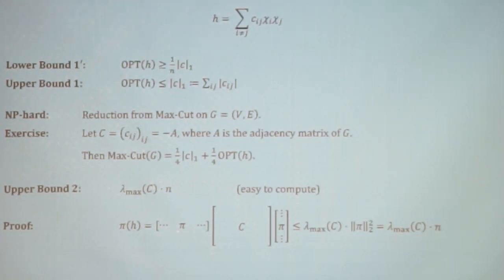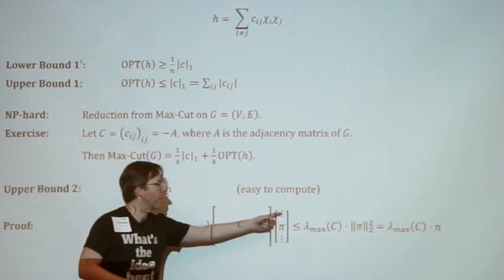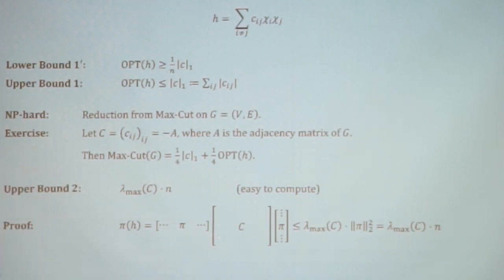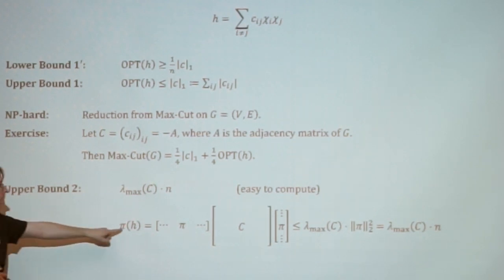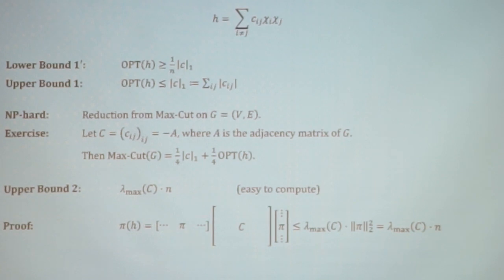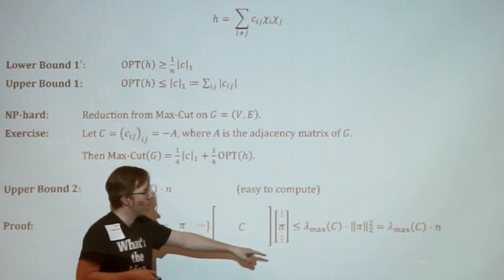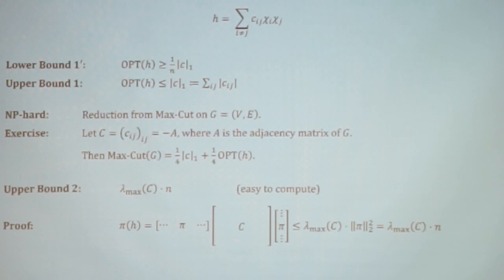If you have any assignment pi to these n chi's, and you stack pi in a vector of plus or minus 1s like this, and then you do this quadratic form, pi transpose C pi, it's easy to check that that equals the value of the assignment pi on h. But then from linear algebra, this quantity is always at most the maximum eigenvalue of C times the product of the lengths of these two vectors, so the 2-norm squared of pi. But pi is a vector that has all plus or minus 1, so its 2-norm squared is n. So that establishes that bound.